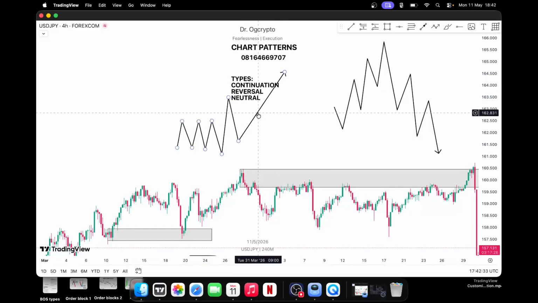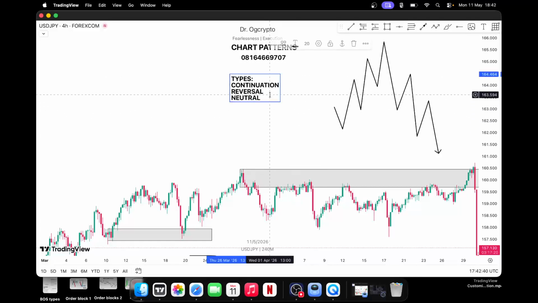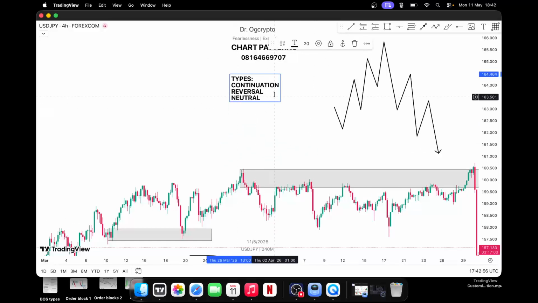Since we've taken the neutral pattern out of the equation, now let's consider the other types of chart patterns, which are either a continuation pattern or a reversal pattern.